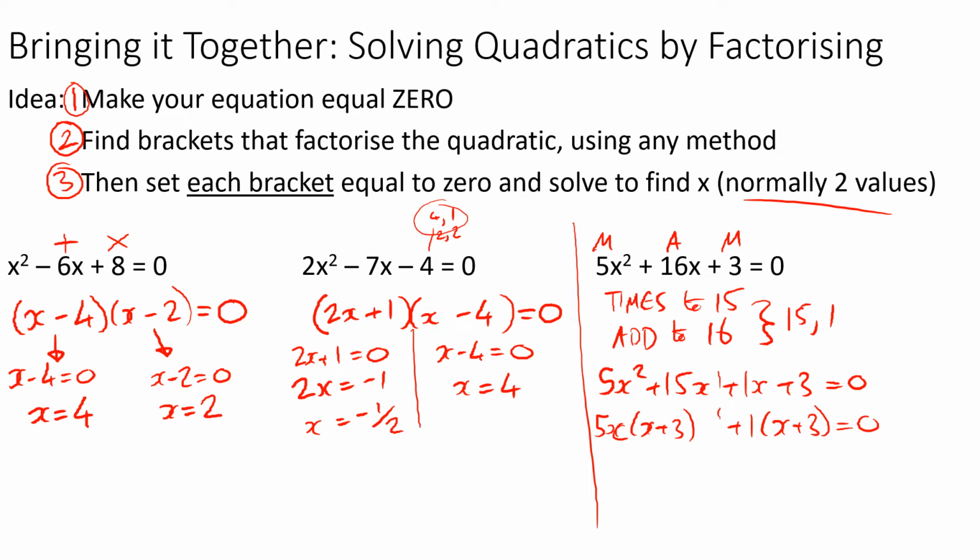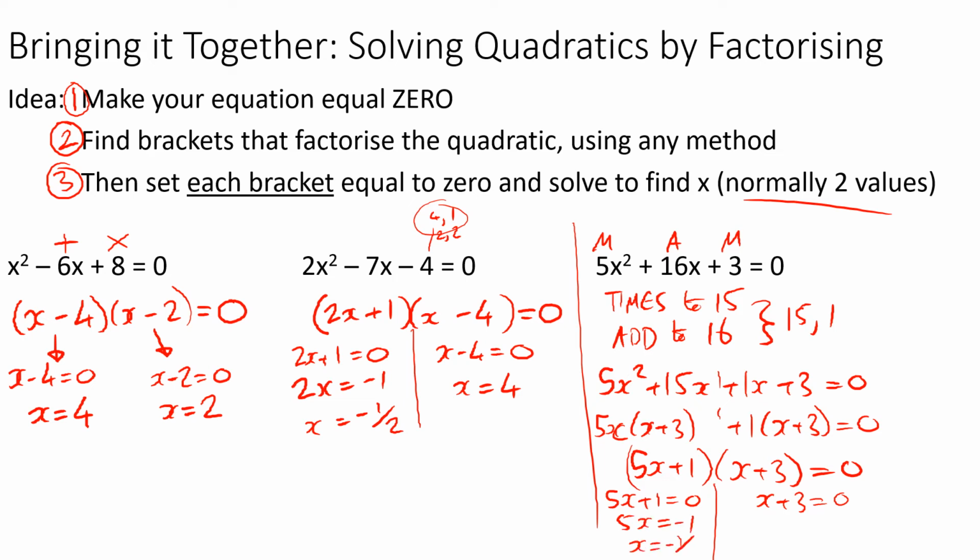And then we bring them together. So we've got 5x plus 1, x plus 3 equals 0. And then we still need to solve it. So 5x plus 1 equals 0, or x plus 3 equals 0. 5x equals minus 1, so x equals minus 1/5. Just about fit it on the page there. Or x equals minus 3.